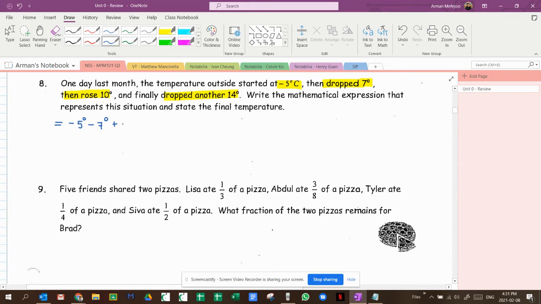I then rise, so I'm getting more positive, by 10 degrees. And then I drop another 14 degrees. That's my mathematical expression done.